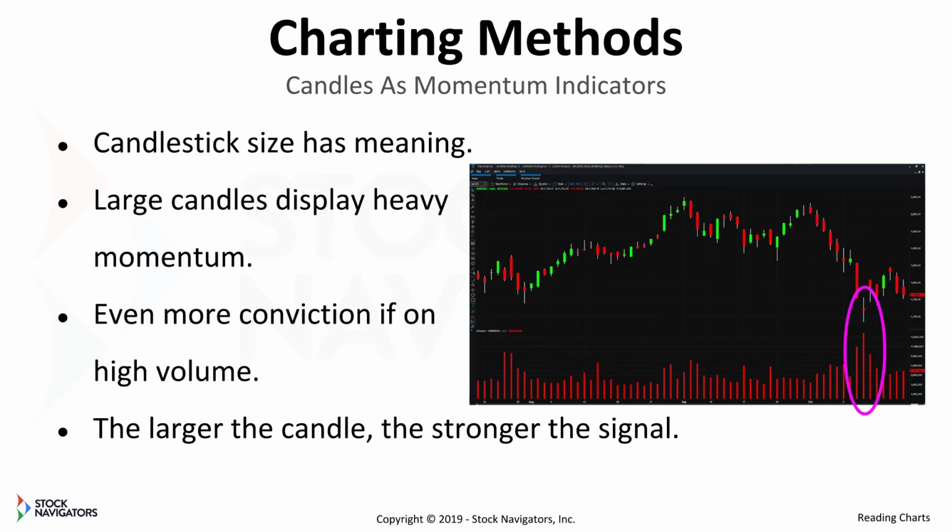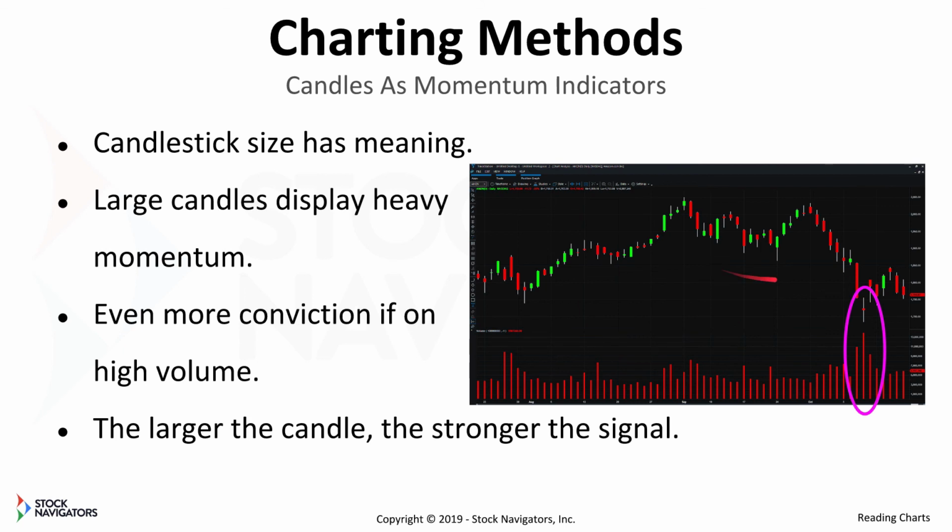Now the candlestick size itself also has meaning. These candlesticks are a great way to see momentum. Because if you see a large range candlestick, whether it's green or red, that shows you that somebody, buyers or sellers, is firmly in charge. When you see a very large candlestick, it suggests a lot of momentum, especially if you see this on high volume.